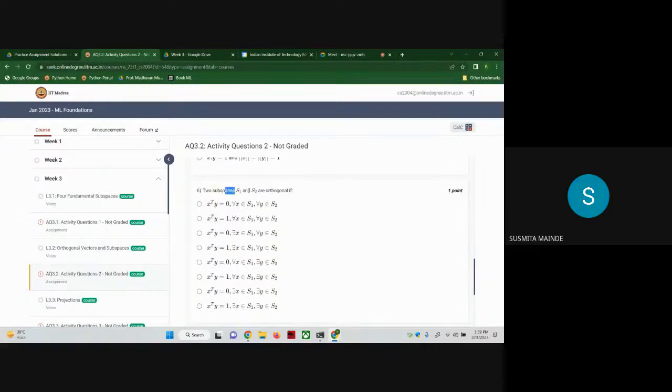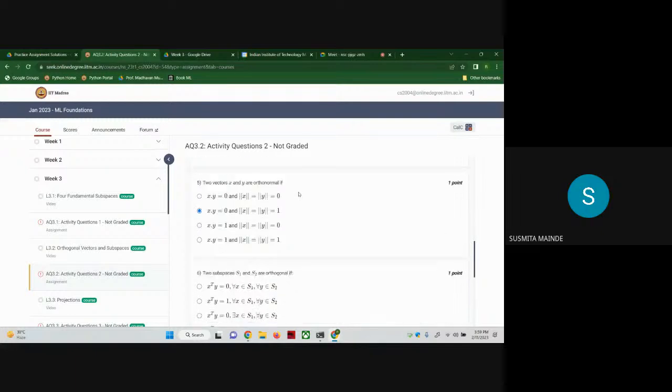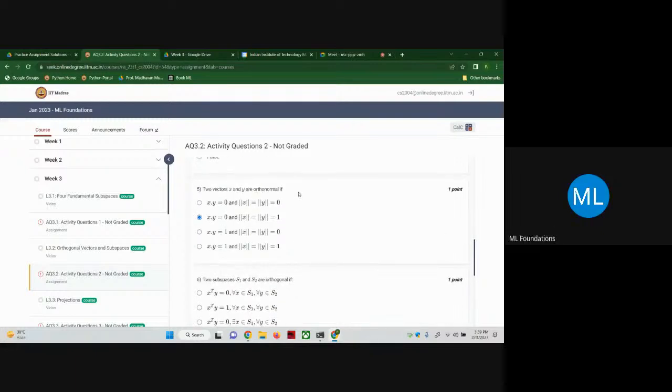Sir, please explain a little bit slow, sir. Okay. So we have discussed that if vectors are orthonormal, first of all, the vectors should be orthogonal to each other, that is, x dot y should be equal to 0. And then the length of each of those vectors should be equal to 1. So option B is correct. Option A is incorrect because mod x and mod y cannot be 0.